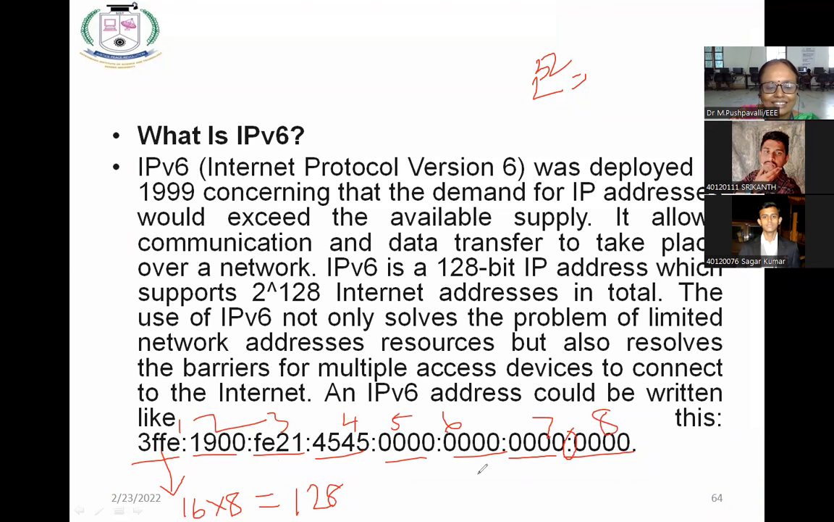So we all know 16-bit, how I am saying now, 3FFE means what? 3FFE, how will you write? 3 is nothing but 0, 0, 1, 1. F means what? 1, 1, 1, 1. Another F, 1, 1, 1, 1. E, 1, 1, 1, 0. So totally how many bits? 16 bits. So 16, how many segments? 8. So totally 128 bits. I think the network address problem will be resolved using this IPv6.